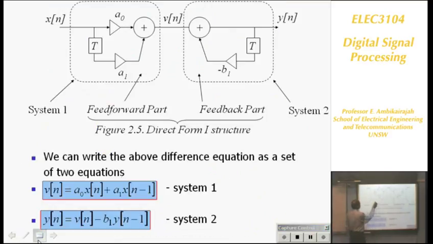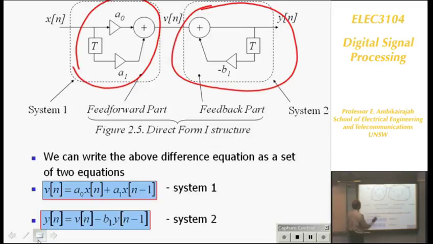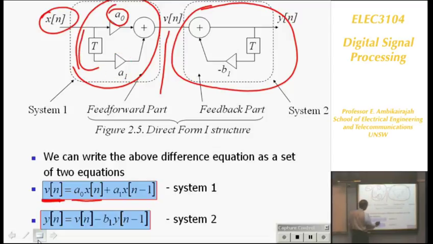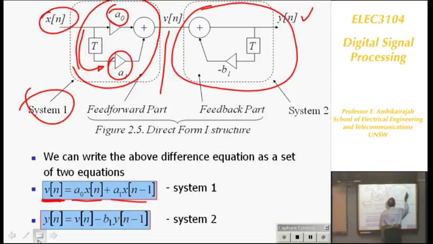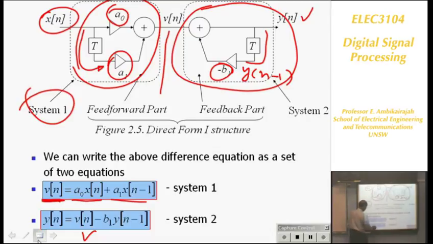So coming back to the same system, I have drawn the feed forward system followed by the feedback system. And we can write the above difference equation as a set of two equations. So I could write the one equation that we had as Vn is equal to A0 multiplied by Xn, plus Xn minus 1 multiplied by A1. I call this system 1. Then the second equation, Yn equals Vn, plus Yn minus 1 multiplied by minus B1. Then add them together. I call that system 2.